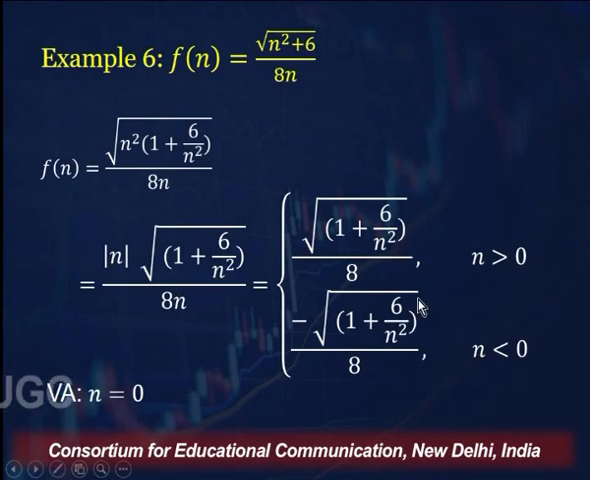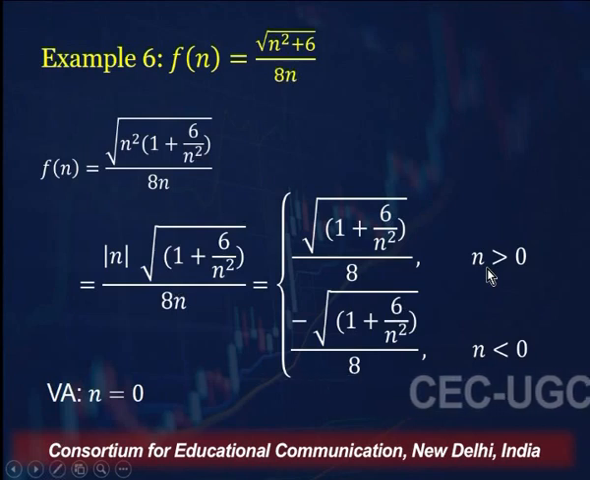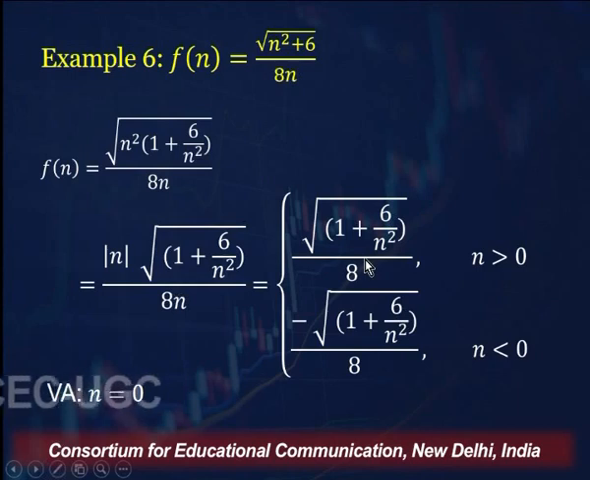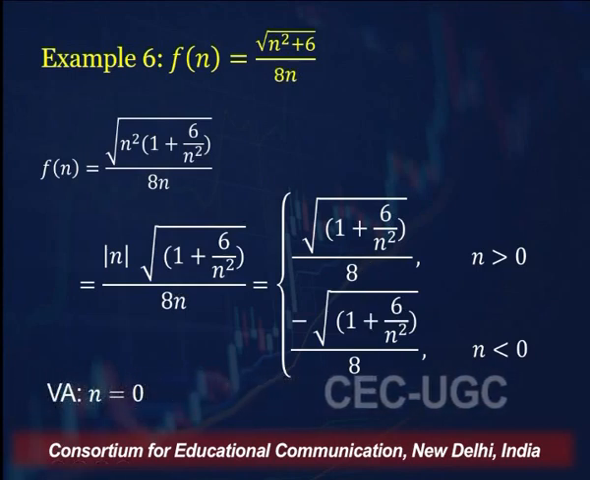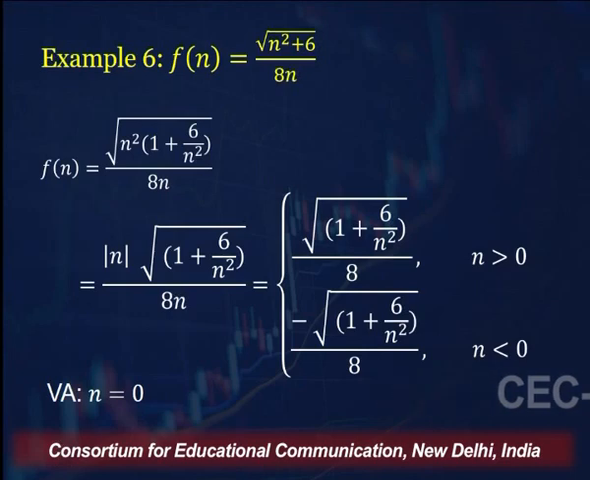This then gives you n equal to 0 as a vertical asymptote, because you can see here that as n approaches 0 from the right, this function will shoot off to infinity. As n approaches 0 from the left, the function will shoot off to minus infinity. The question now is, does it have an oblique asymptote or a horizontal asymptote?